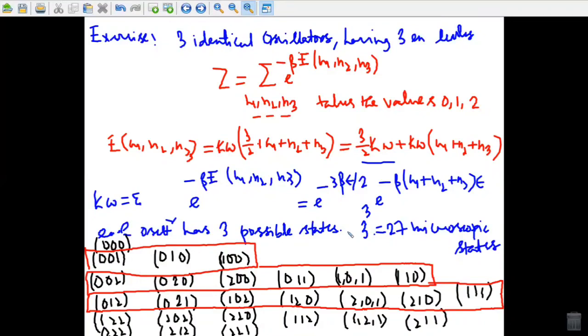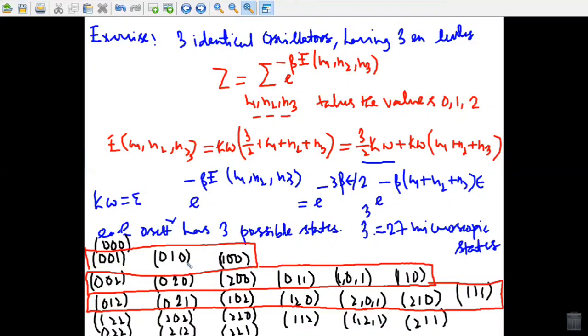The system of three oscillators is nothing but 3 cubed, that is 27 microscopic states, which are described by all the triplets n1, n2, n3 in the following table. So n1, n2, n3 can take values in the following manner: 0,0,0; 0,0,1; 0,0,2; 0,1,2; 0,2,2; 1,2,2; and 2,2,2.